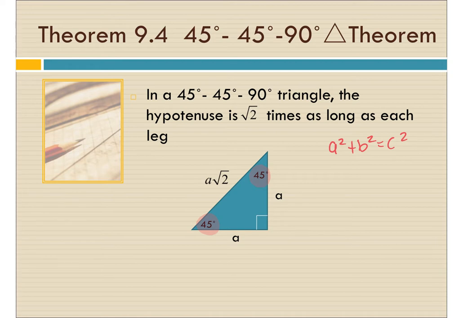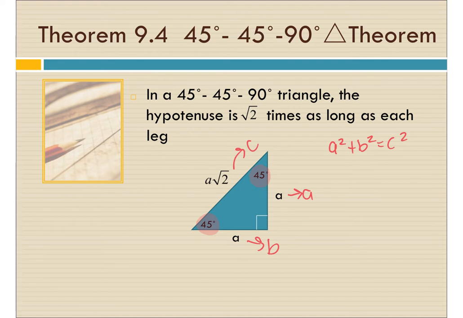What would our A be? One of the sides, one of the legs, right? What's the measure of one of the legs? A. So let's make this one A. So A is going to be A. What would B be? A as well. The other one though, right? Yeah. And what would C be? A square root of 2.